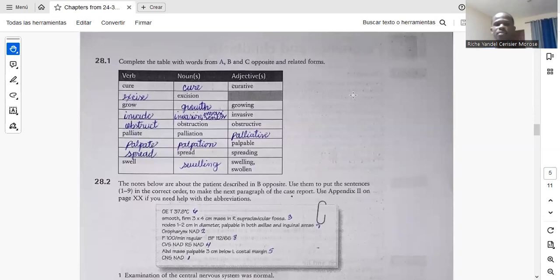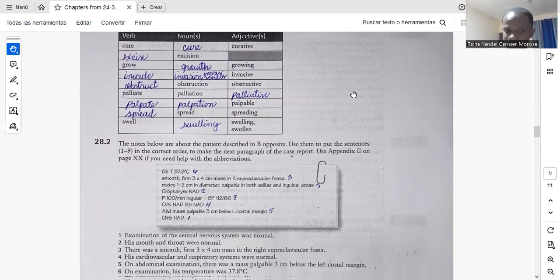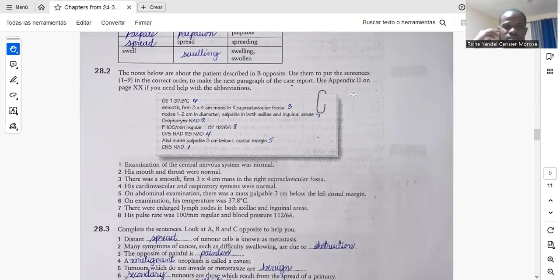Next, complete the table with words from A to B, opposite related forms. Curative, excise, excision, growing, invasion, invasive, obstruction, obstructive, palliative, palpable, spreading, swollen, like a participle, like an adjective, swollen.